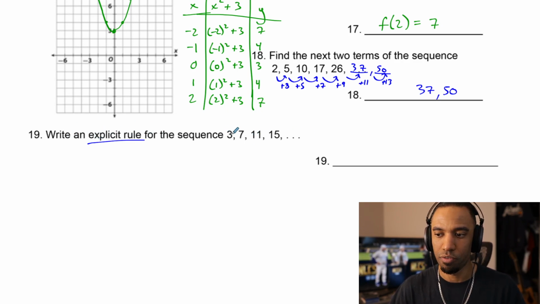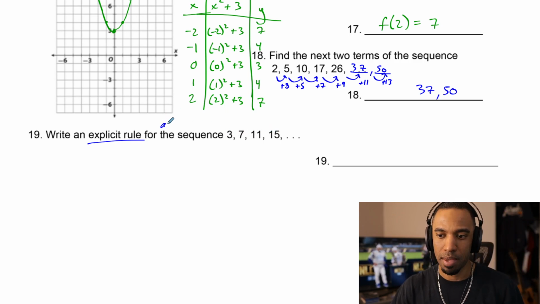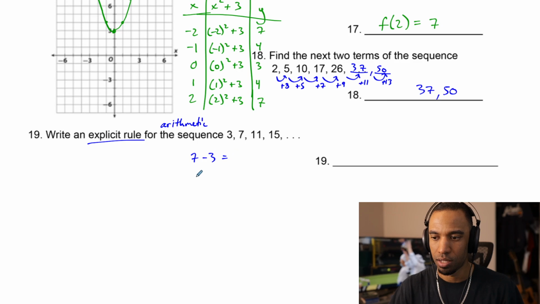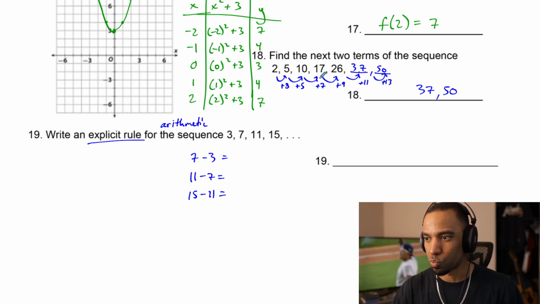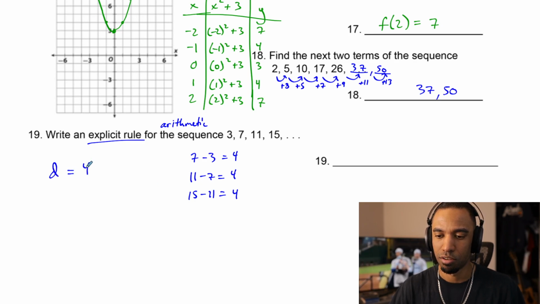Write an explicit rule for the sequence 3, 7, 11, and 15. This is an arithmetic sequence because it does feature a common difference. If you haven't noticed here, 4 is being added each time. If you don't know what's being added, take one term minus the one before it, like 7 minus 3, or 11 minus 7, or 15 minus 11. You can do that. I could have done that in the previous one as well, but it wasn't a common difference there. Here this is 4, 4, and 4. Your common difference here is 4.